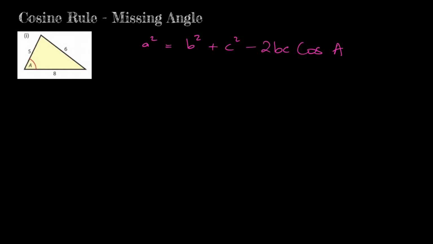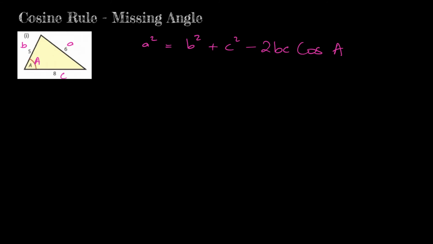Okay, next thing we need to do is label the triangle. We always start by labeling the angle that we have, so we're going to call the angle A. The opposite side is going to be a, and then we'll have b and we'll have c. It doesn't matter which one we put in as b or c. What does matter is the one that's a, and a is always opposite the angle that's given.